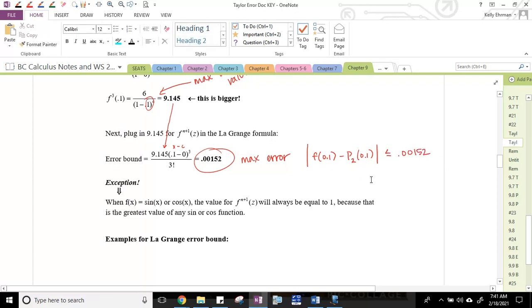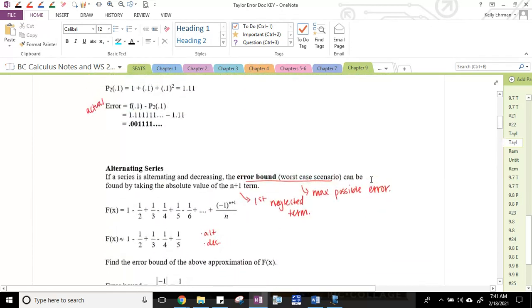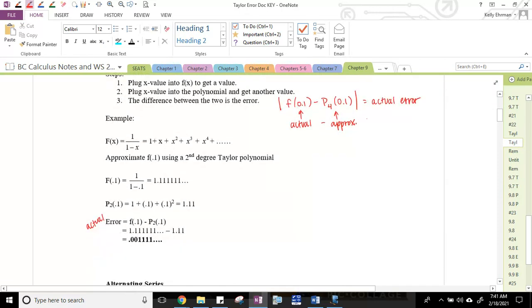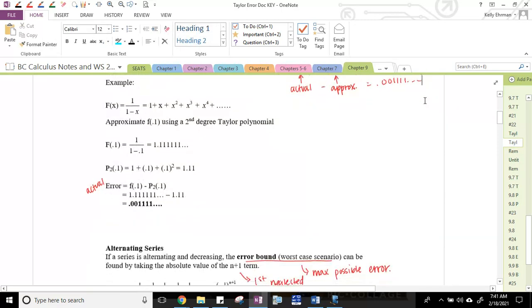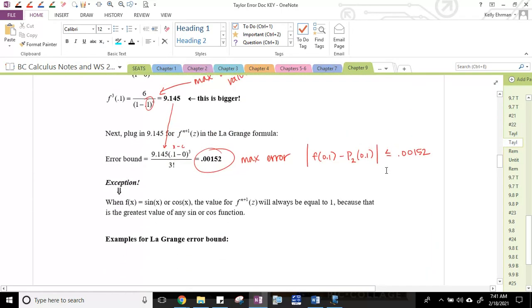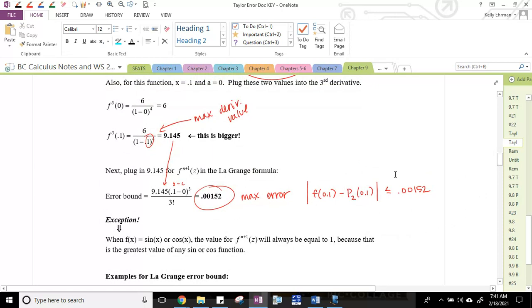And in the previous example, where we had actual error way back in the beginning, I would have said the absolute value of that difference is equal to the actual error. So that 0.001111 repeating, that's the actual error. So that's the difference between these two. On the free response questions, you are most likely going to have some sort of error bound instead of an actual error. So we will be going through these steps to show that this error would be at most, or less than or equal to, 0.00152.